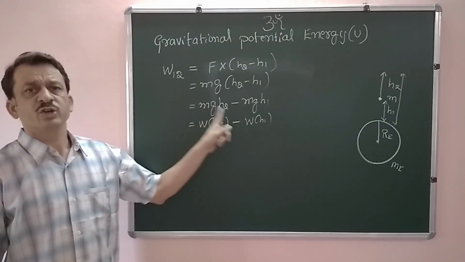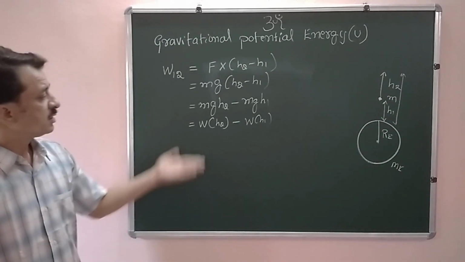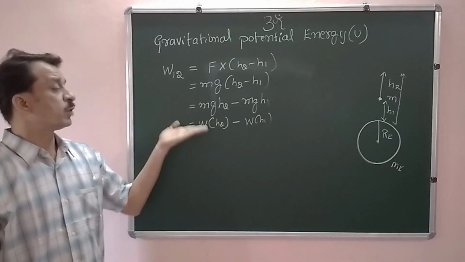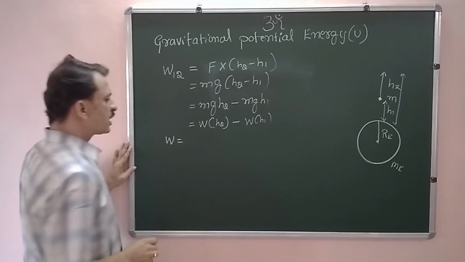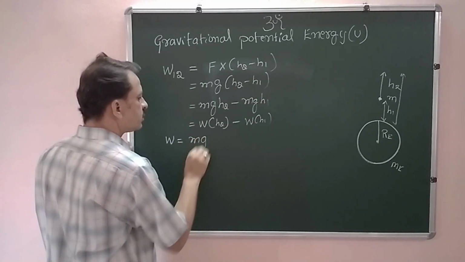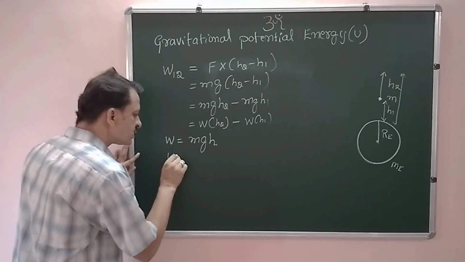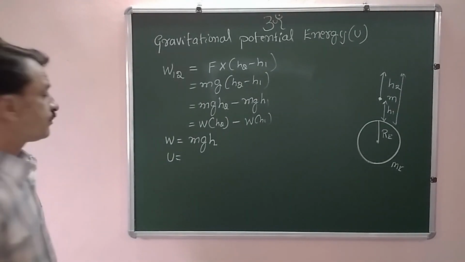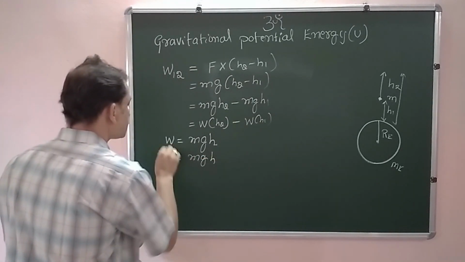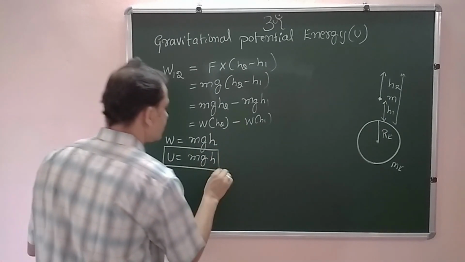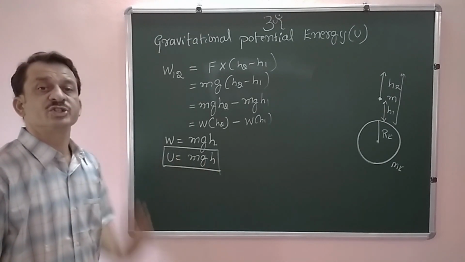Now this m into g into h is called gravitational potential energy. Therefore the general expression for work done is equal to m into g into h. Now this work done is stored as potential energy of the system, and hence the general expression for gravitational potential energy, U, is equal to m into g into h.